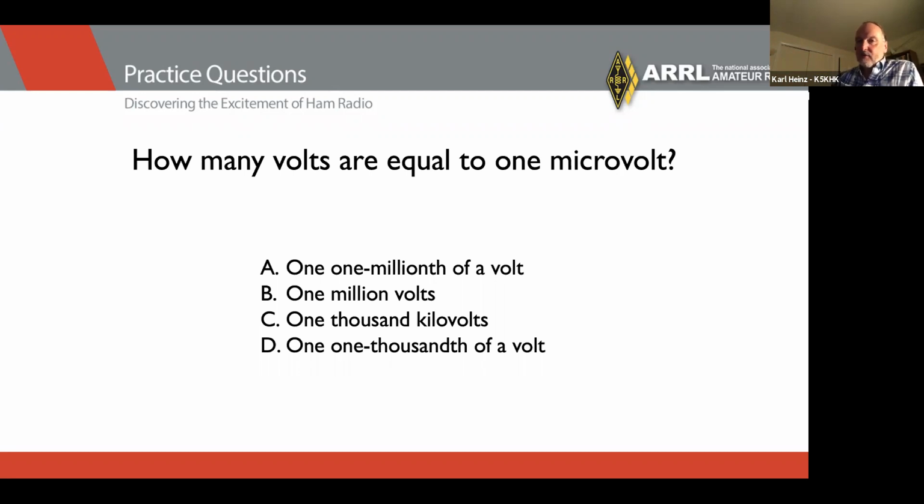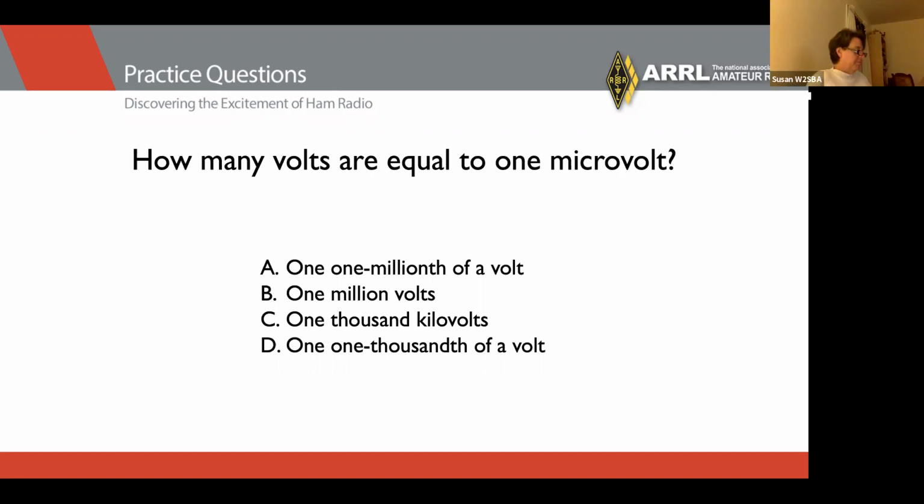A 1/1000th of a volt would be a millivolt, the lowercase m. A microvolt, with the Greek letter mu, has to be 1/1,000,000. It's a 1 millionth, yes. So that's 2 jumps from 1. Are you sure it's not 3? Yes, 3 jumps would be nano.